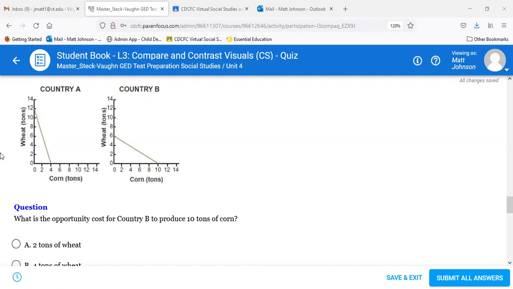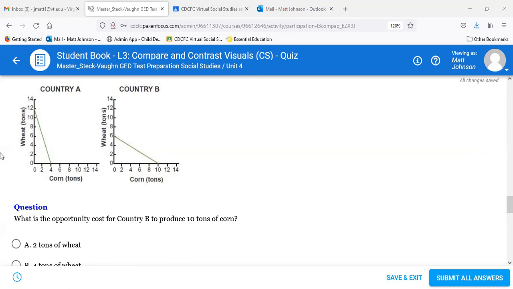Yeah, right on it. So we're looking at country B, right? Those two lines. What line does it draw? So if we're looking at corn, it costs the same to produce 10 tons of corn as it would only 6 tons of wheat, right? That's the opportunity cost there. So you're producing a heck of a lot more corn than you are wheat.